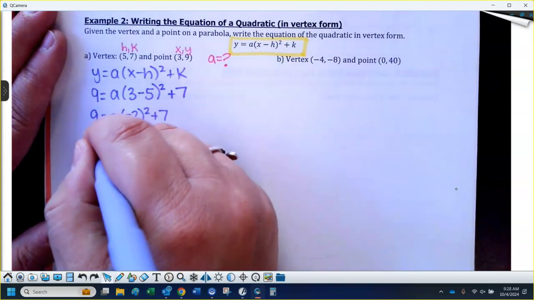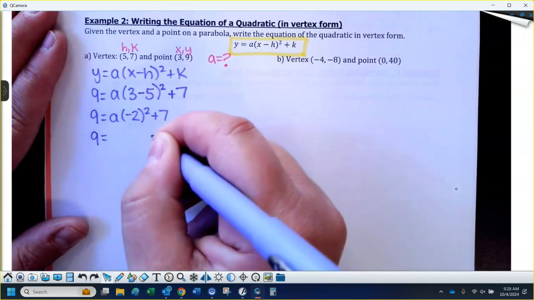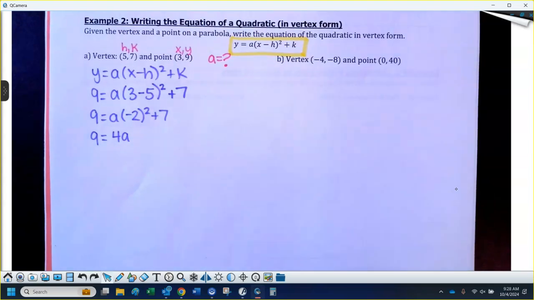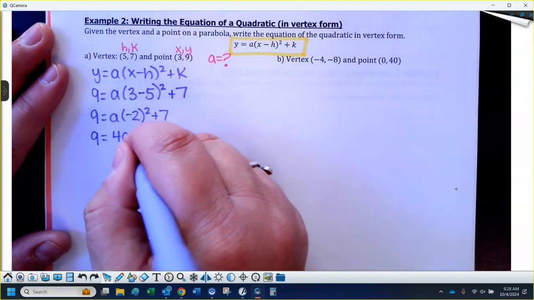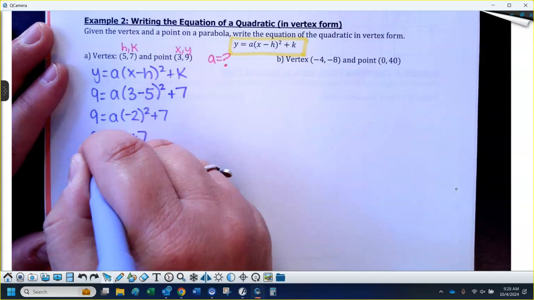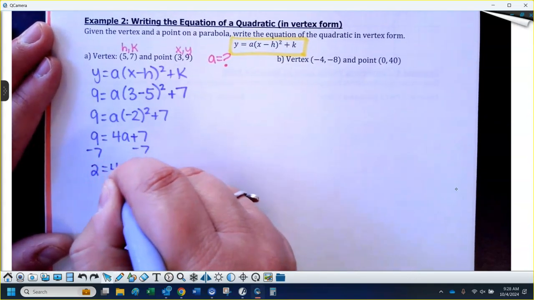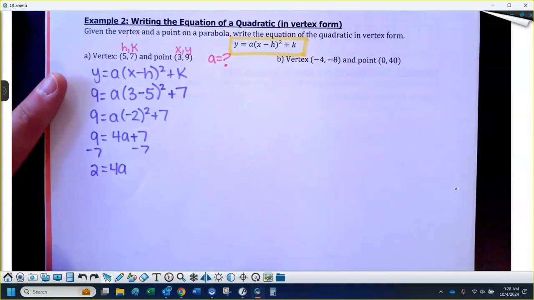All right, so I'm going to write this just so the 4 is in front. This would be 4 times a, because I'm doing a times -2 squared. I'm just going to put the 4 in front, plus 7. We're just solving this tiny little equation. So I'm going to subtract 7. This is going to be 2 equals 4a.